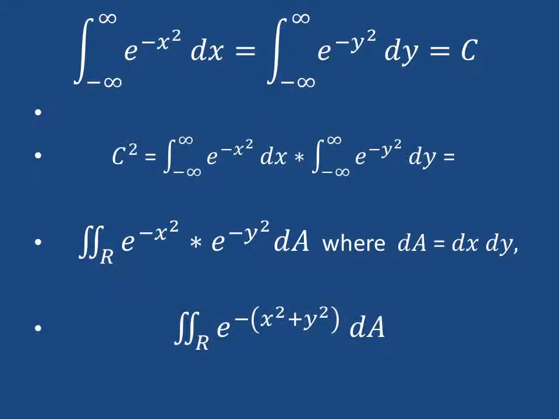When we do that, we can employ our addition rule for multiplying numbers of the same base. Adding negative x squared to negative y squared, we get our new function in two variables, x and y. So here we have a double integral of a multivariable function over the entire xy plane, the region R. This is the trick that we will use to get our integral into something that we can manage.